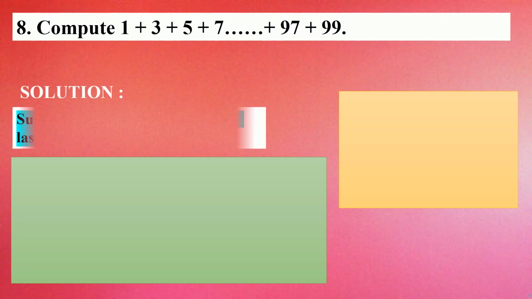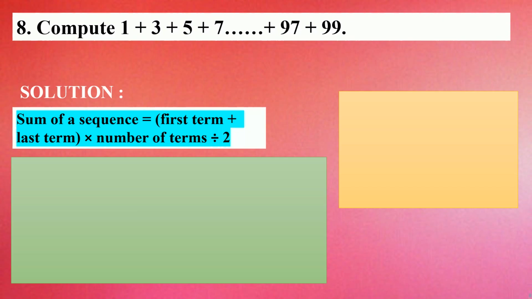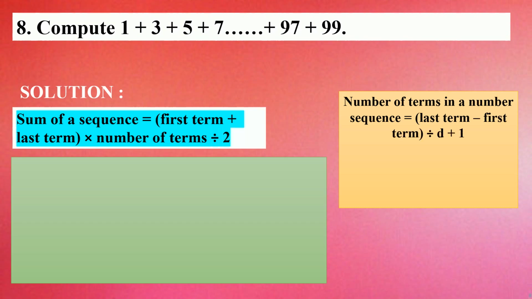Sum of the sequence is first term plus last term into number of terms divided by 2. So here the number of terms is going to be different, so we need to use the formula for number of terms in a sequence: last term minus first term divided by difference, plus 1. And here we can see the difference is 3 minus 1 is 2, 5 minus 3 is 2, and 7 minus 5 is 2. So therefore 99 minus 1 divided by 2 plus 1. When you solve the equation, 98 divided by 2 plus 1, so 49 plus 1, that is 50. So the number of terms in the sequence is 50.